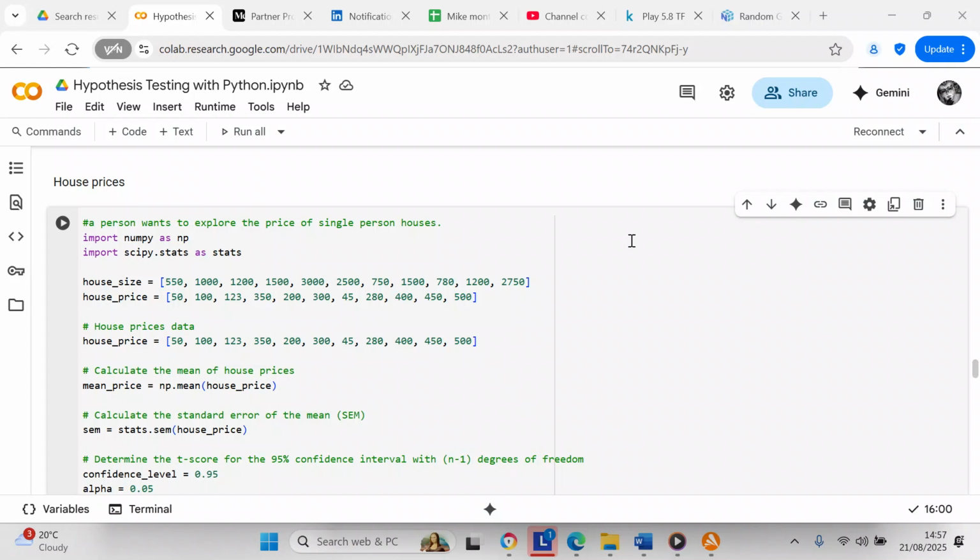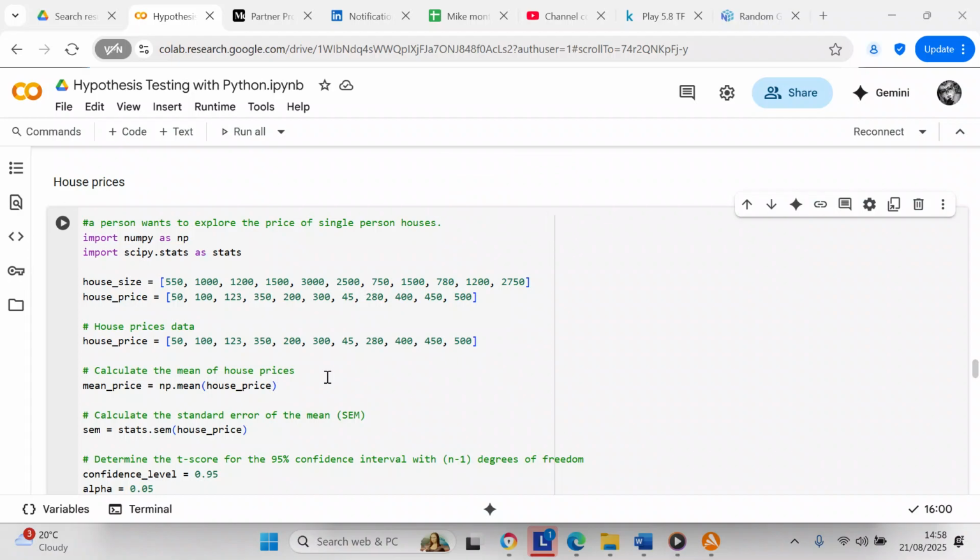So we're going to define the variable house size, which is a list of 11 house sizes. And then we're going to define the house price, which is a list of 11 house prices. And then we're going to set our house price data, which we've already done.